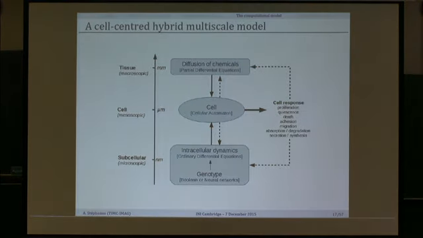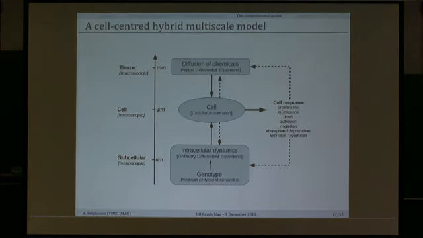So now I'm going to talk about the model, the building of the virtual tumor. What we use is a cell-centered hybrid multi-scale model. It is centered on the cell, so we use cellular automaton to describe the behavior of the cells. So we describe both the cells forming an angiogenic network and the tumor cells. And this is plugged to diffusion of chemicals.